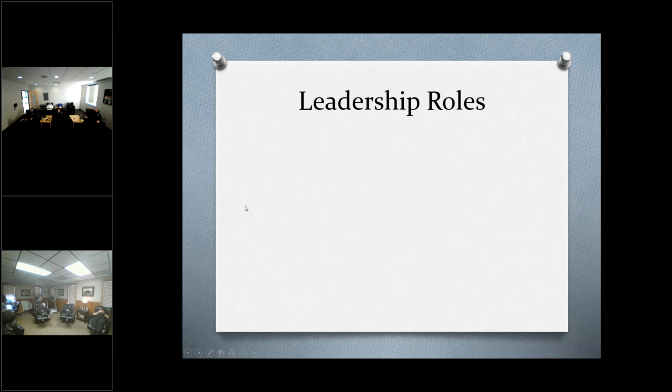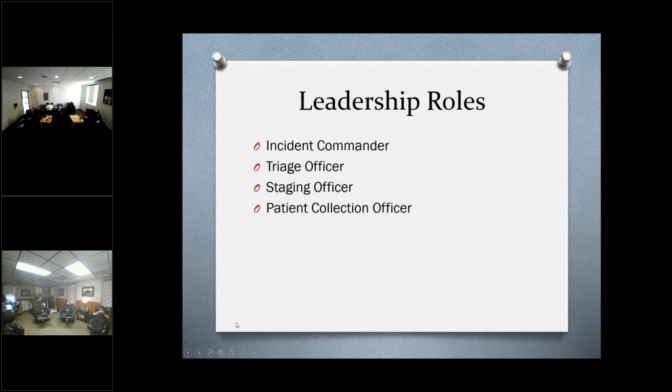So as far as leadership roles within an MCI, we want to start creating our leadership structure. And again, we're going to be limited based on our capabilities and the amount of resources that we have. Once we start getting more resources in, then we can start building that leadership team and that hierarchy a little bit better. But within the leadership roles, based on START triage, we should have an incident commander, triage officer, staging officer, patient collection and/or treatment officer, and then also a transport officer.